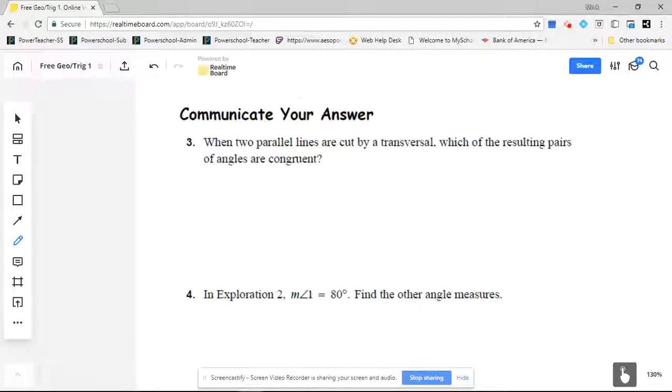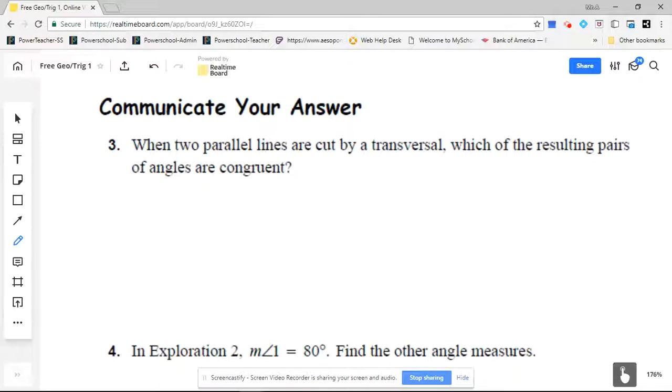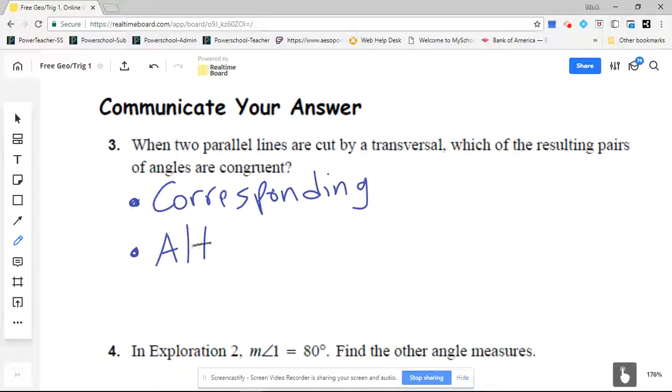But let's look at the essential question now. It says, when two parallel lines are cut by a transversal, which of the resulting pairs are congruent? So one of them we said was corresponding. So corresponding angles were congruent. Alternate interior angles were congruent. Alternate exterior angles were also congruent. The only ones that weren't congruent was consecutive interior. Those were the ones that added up to 180.